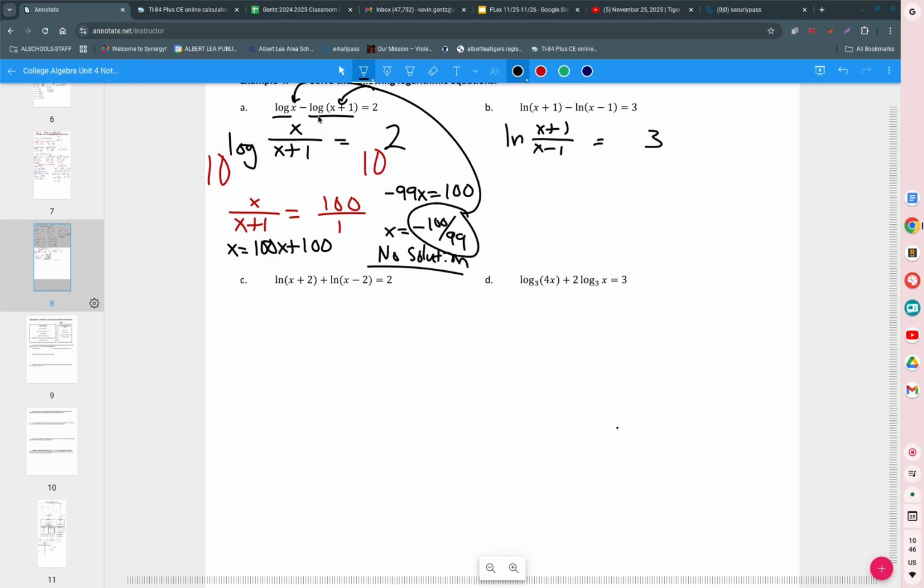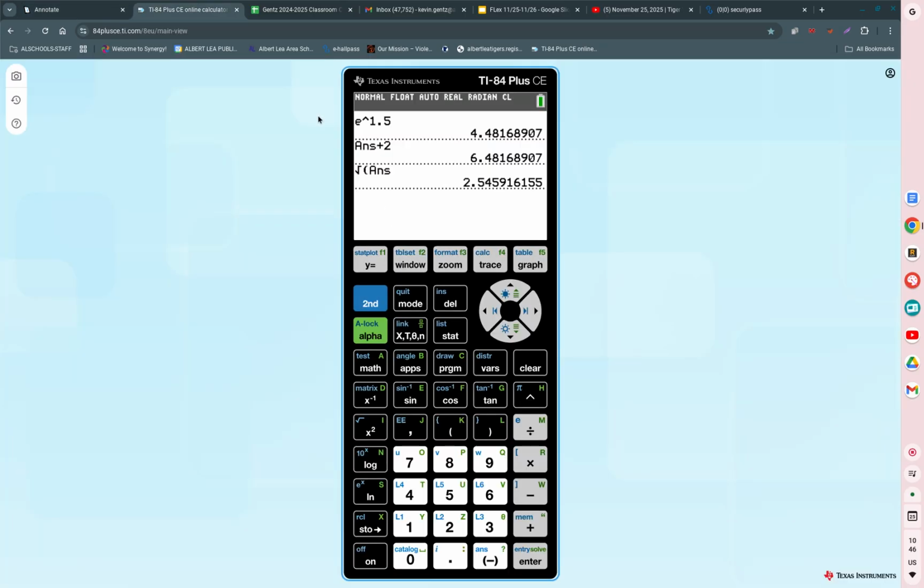What to do now? Create a base of e. x plus 1 over x minus 1 equals e cubed. Go to my calculator and I take e and I cube it and I get 20.085.